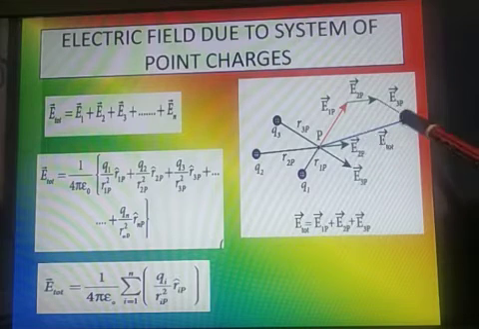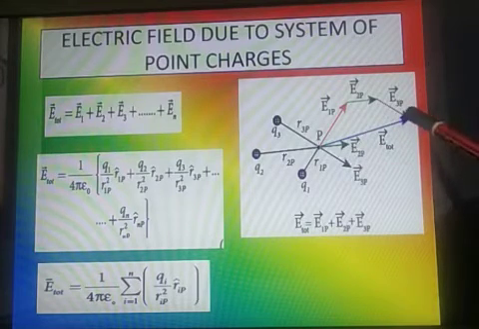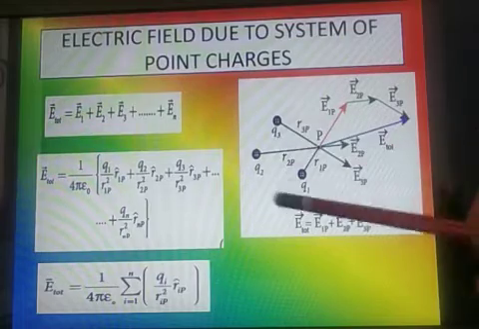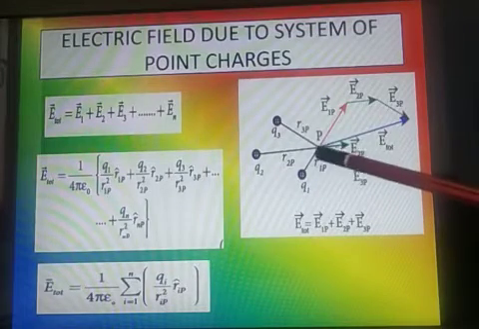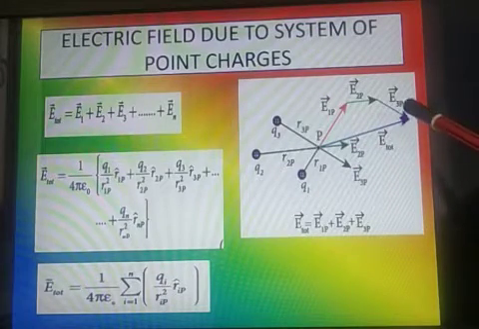It is shown in blue color. So this is the total electric field due to the system of these three charges at the point P. It is acting in this direction.